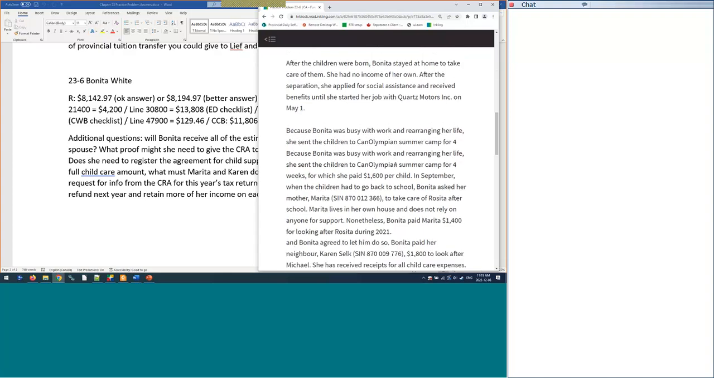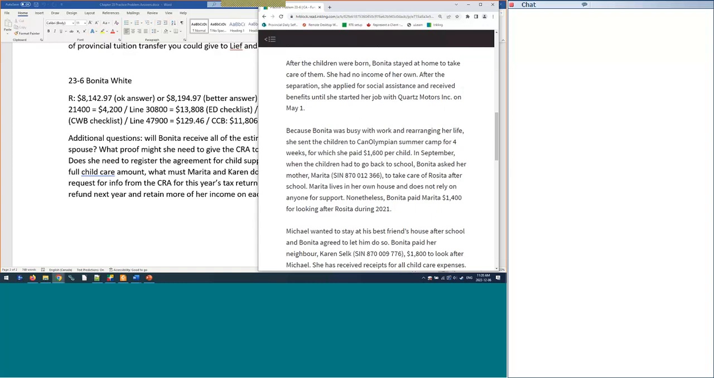Bonita was staying at home. After they separated, she applied for social assistance. I want you to remember that I've added a Box 14. We're in Manitoba. We have to have a Box 14. For the summer, because she started working after that, she started working on May 1st. For the summer, she sent her children to a summer camp. This is a camp where they are staying away from home. It's the Can Olympian Summer Camp. That's going to be important in a minute.